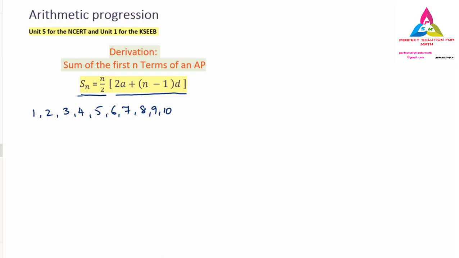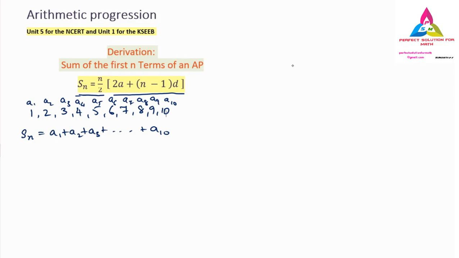Here I will take this one AP and write down Sn is equal to, what is Sn? Sn is nothing but adding all the terms. So a1 plus a2 plus a3 plus so on, till how much? We have 10 terms: a1, a2, a3, a4, a5, a6, a7, a8, a9 and a10. So here there are 10 terms, and I am adding all the 10 terms. The next thing is very important. You can see I have written Sn as a1 plus a2 plus a3 so on till a10.